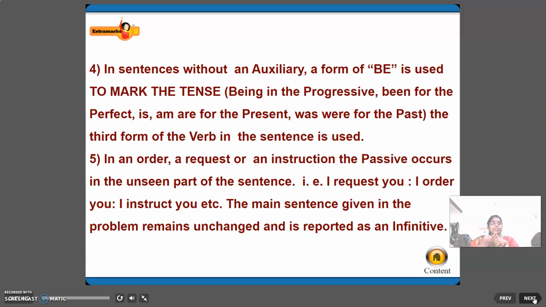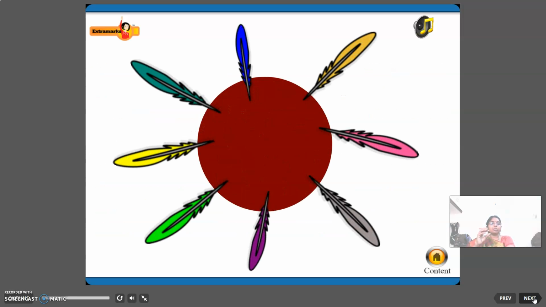Next, the fifth rule is in an order, a request or an instruction. The passive occurs in the unseen part of the sentence, that is, I request you, I order you, I instruct you. The main sentence given in the problem remains unchanged and is reported as an infinitive sentence. When you go through more examples, you will understand that. Okay.